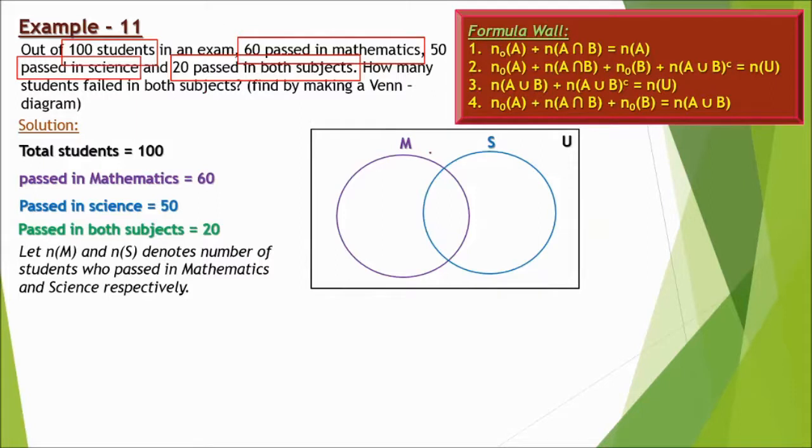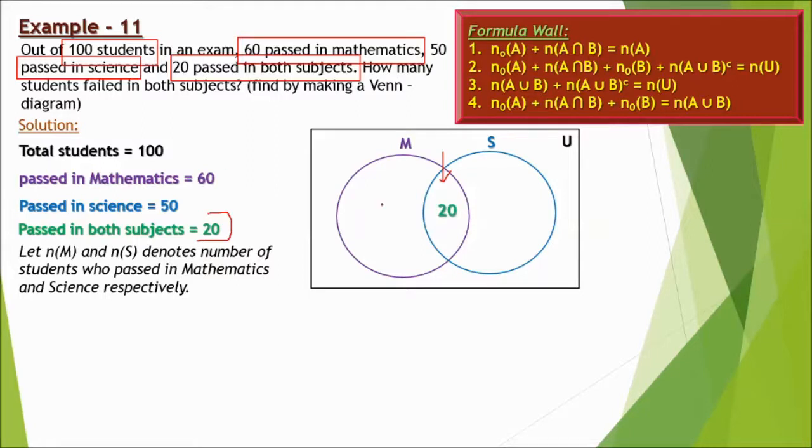Now first, as I have already told, we have to fill this part. Do we have any value for this part? Yes, we have 20 here. It's common, isn't it? Passed in both subjects, that means common in mathematics and science. So let's write 20 there.